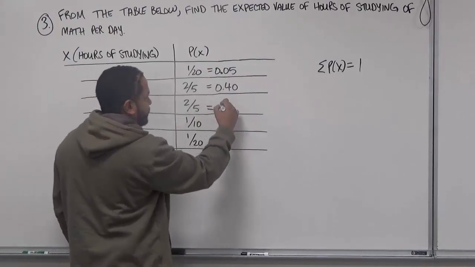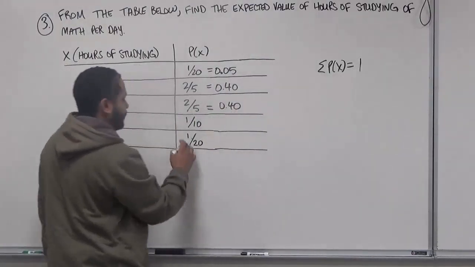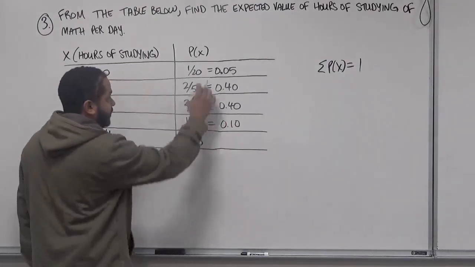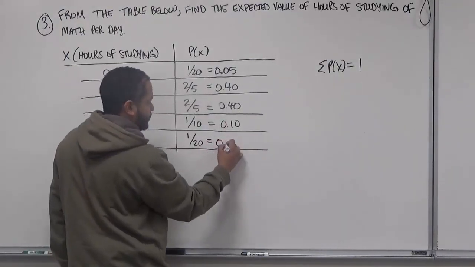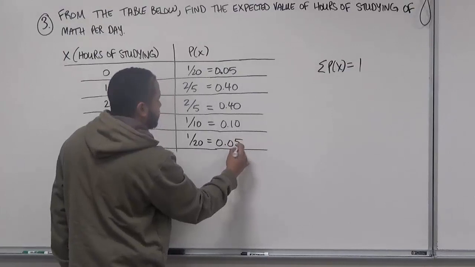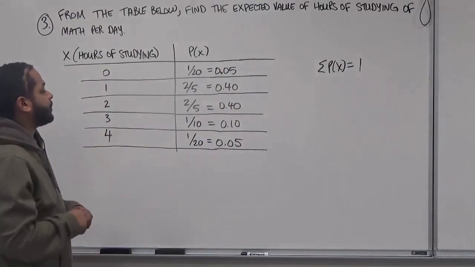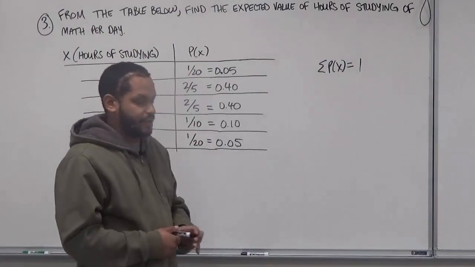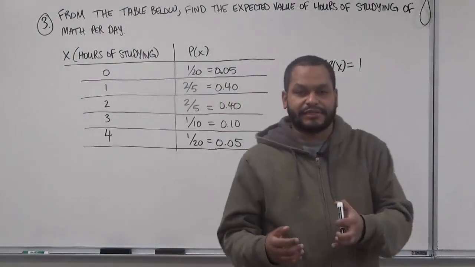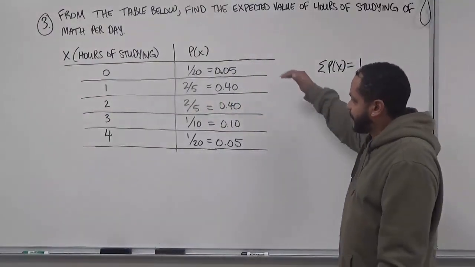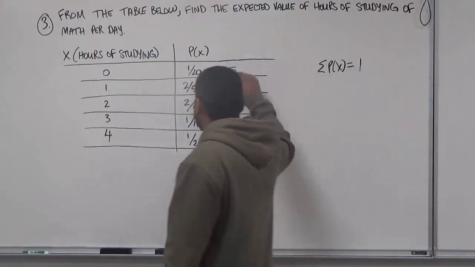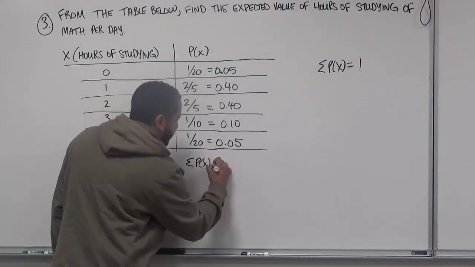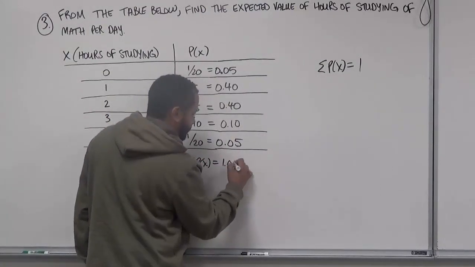2 over 5 again is 0.40. The third one here gives me 0.10. And the last one gives me the same as the first, 0.05. Now, the same way you calculated these with your calculator, you want to use your calculator to add every line. We make subtle mistakes sometimes when calculating things, and it's easier to just let your calculator do this part. So taking the sum of P of X here, we see that we have a sum of exactly 1.00.